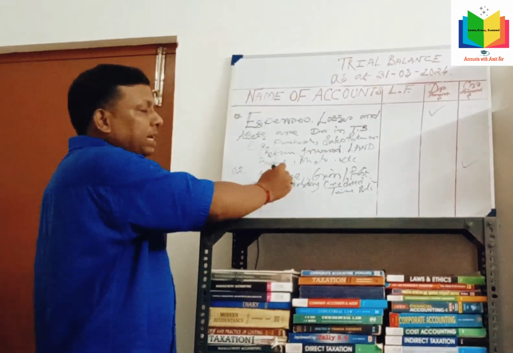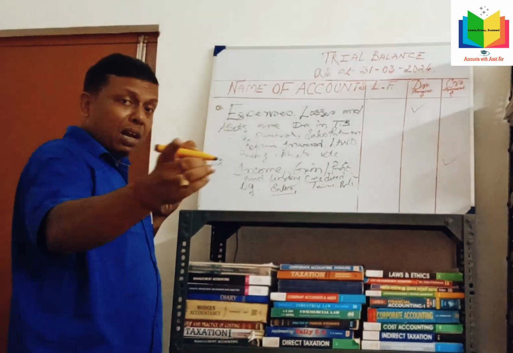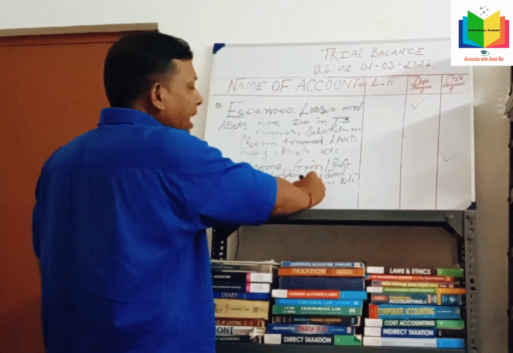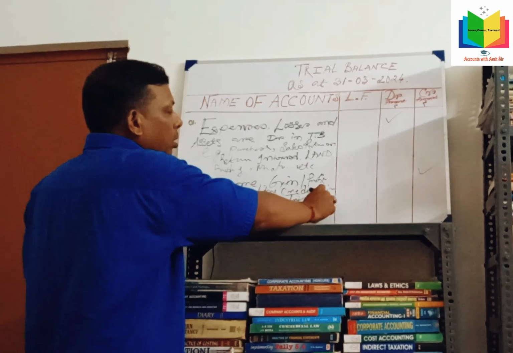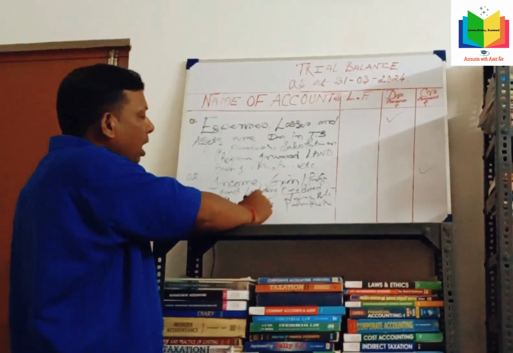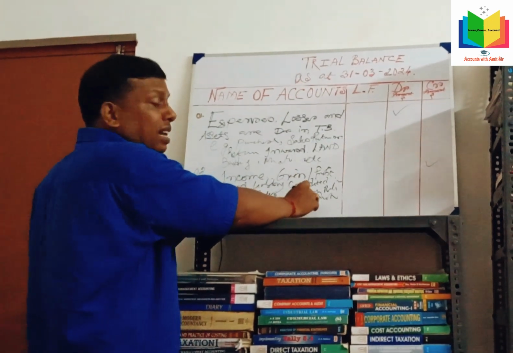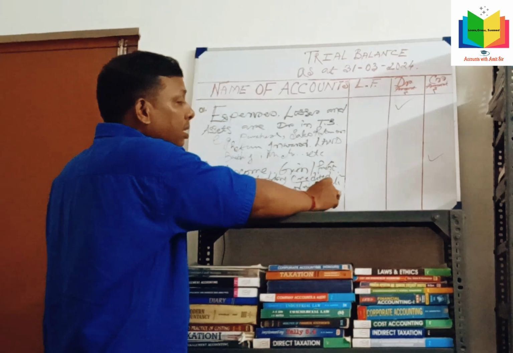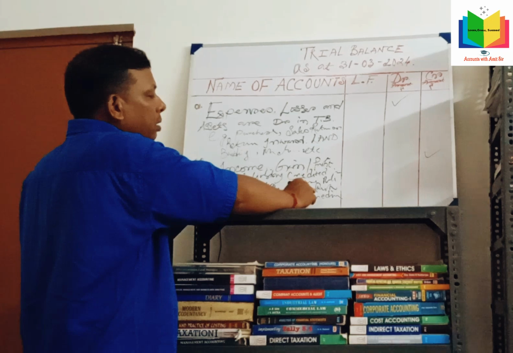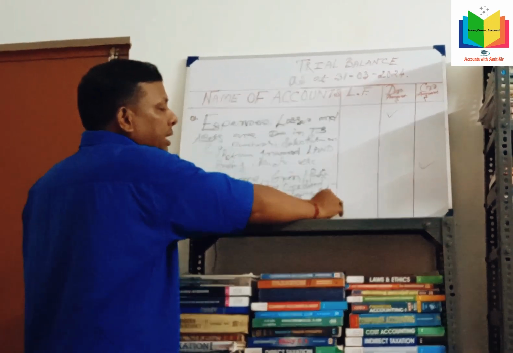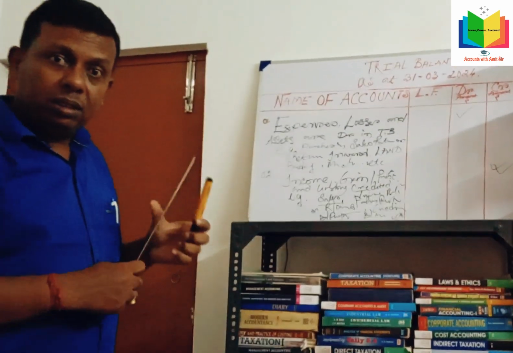For example, income: the main example of income is sales. Gain or profit: purchase return or return outward. And liability: creditors, bills payable, bank overdraft, etc. are credited in trial balance.